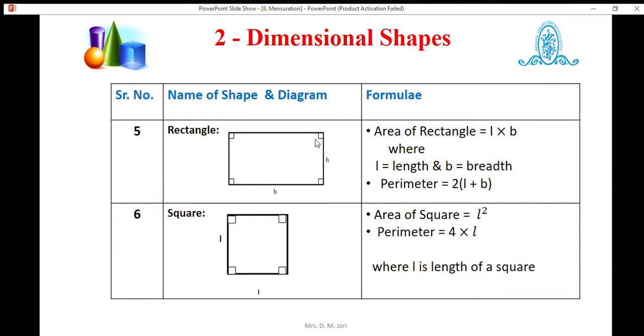For a rectangle, the parallel sides are equal. Its perimeter can be obtained by using the formula 2 times l plus b. Perimeter means sum of all the sides. Next, for a square, since all the four sides are the same, its area is simply l square, length square. Its perimeter is simply equal to 4 times l, the sum of all the sides. So l plus l plus l plus l means it is 4 times l.